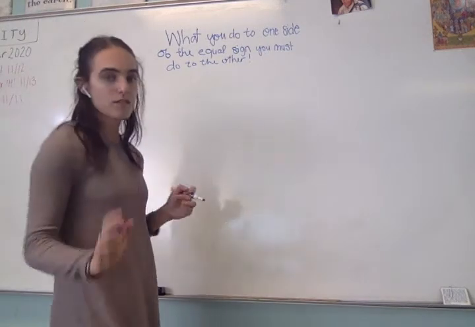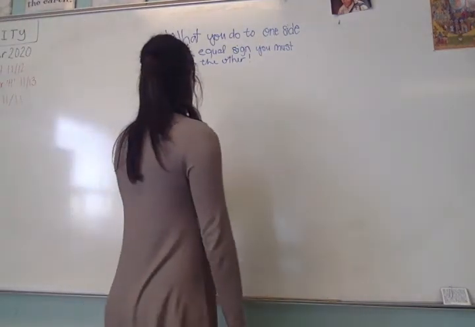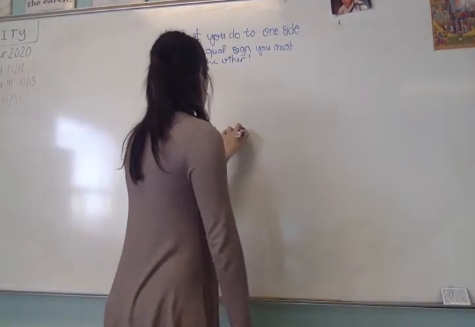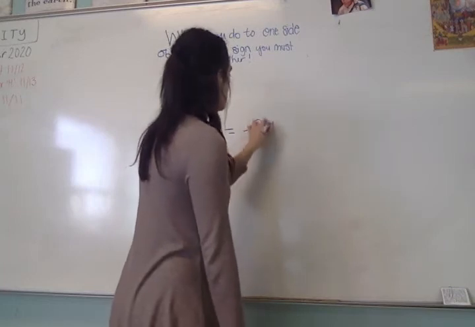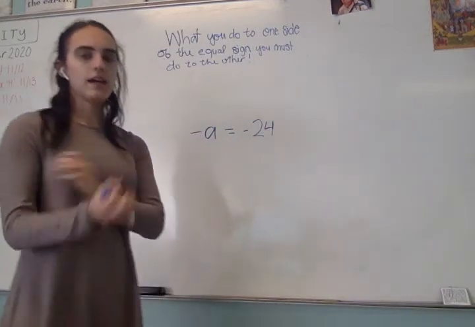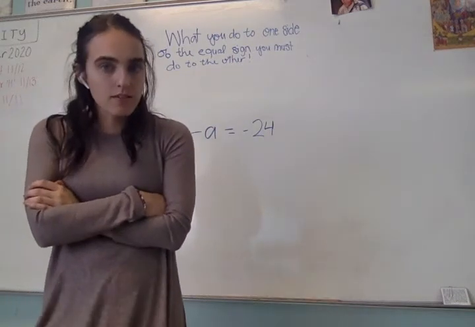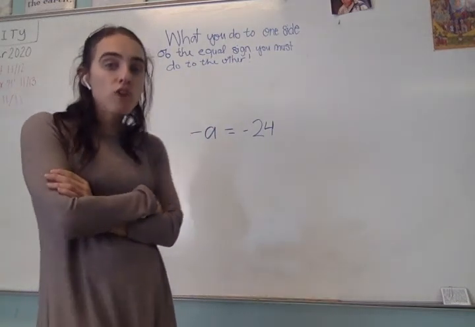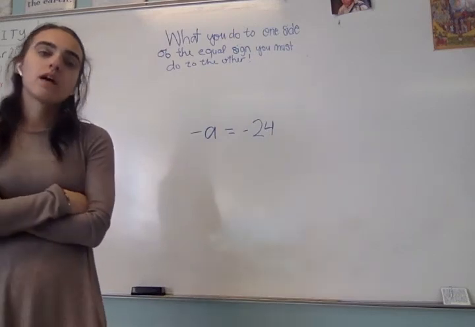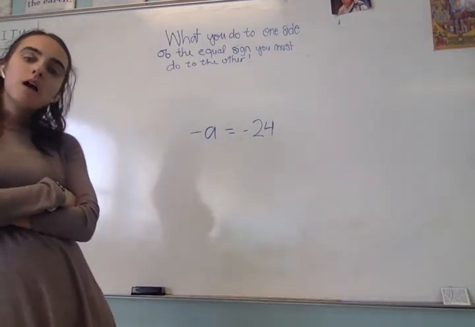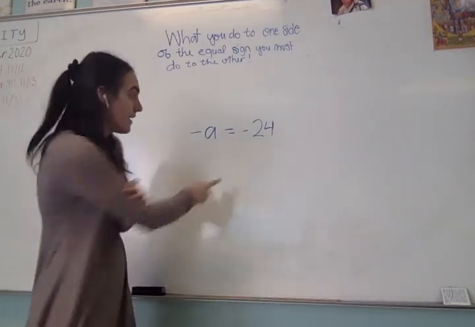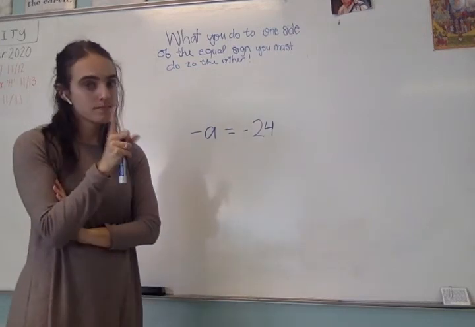Last one I want to look at. It says negative a equals negative 24. 7th graders, we are solving for a. And some of you are going to tell me, Miss Chauncey, we've already solved for a. It's negative 24. No.